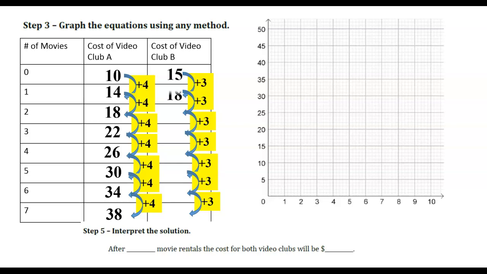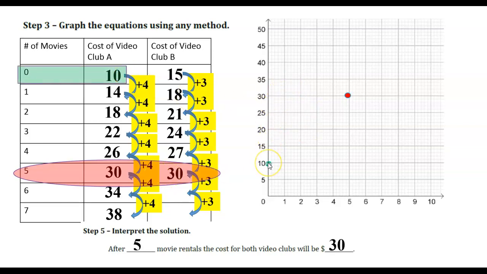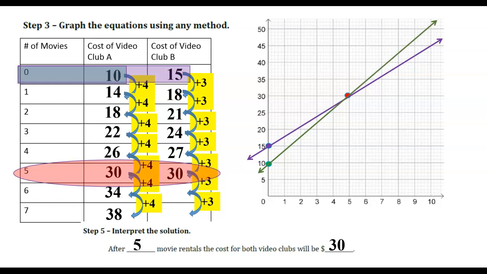Hopefully you got the following numbers and you found them to both be at 30. So at about 5 movies, it'll be about $30. They both started at a different point here. It started at 10 and the second point was at 15. So we can draw our 2 lines. They do cross at that point.